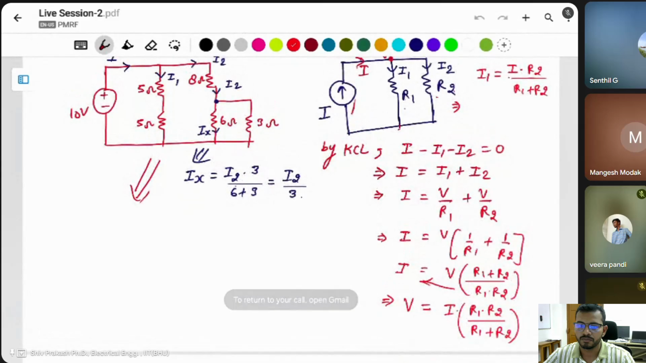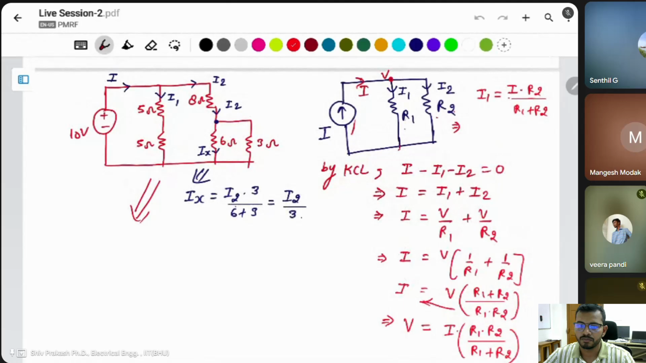For Ix, current I2 is flowing, so I2 into the opposite resistance 3 divided by the total resistance. 3 plus 6 is 9, 3 3s are 9, so I2 by 3. You have to find I2. This is I1, this is I2. This voltage appears across this node, and this node also, across the 10 ohm resistance and the 10 volt source.